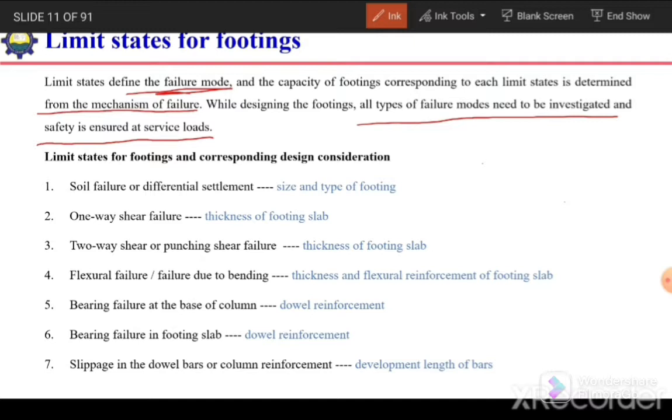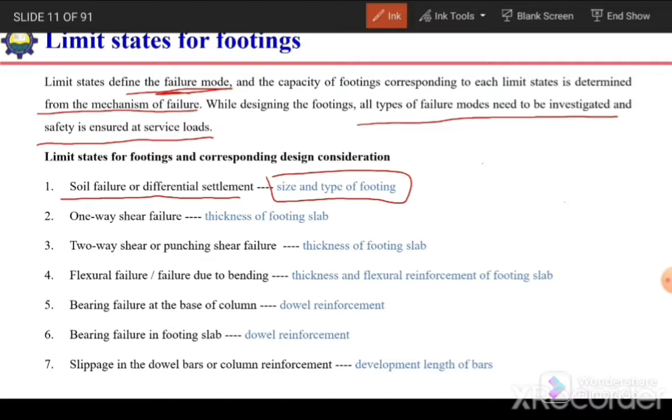So the first one is soil failure or differential settlement. Our foundation can fail because of failure in the soil. Soil can fail in shear, or there can be excessive settlement, or there can be differential settlements. Because of the differential settlement, our structure or our foundation can fail. To avoid this type of failure, we need to play with the size and type of footing. We can change the size to avoid the soil failure, and we need to properly select the type of footing to avoid the differential settlements.